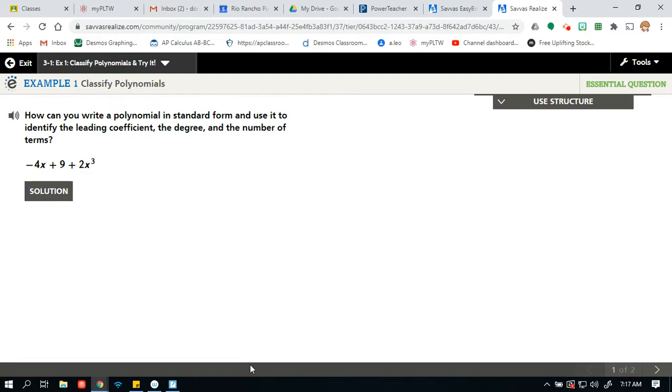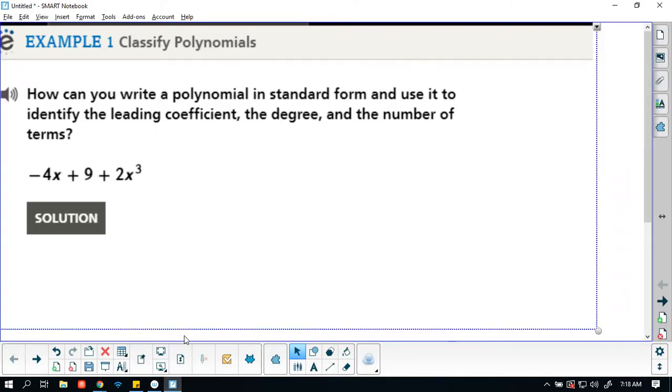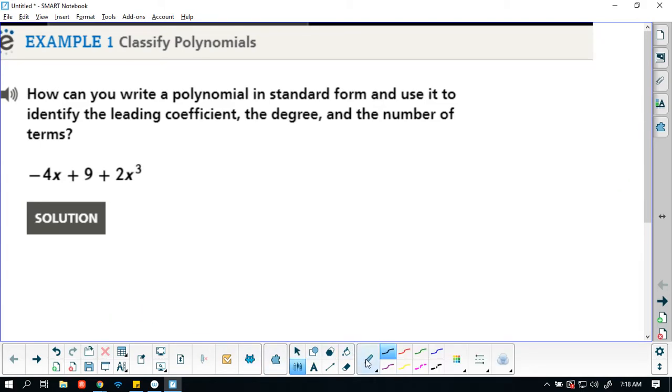So we have this polynomial, negative 4x plus 9 plus 2x cubed. And what we want to do is we want to go with the highest degreed variable, which means the highest or the greatest exponent. In this case, our greatest exponent is 3. So right there, I'm just going to write my degree. Let me write this in a different pen. So my degree right away is going to be 3.